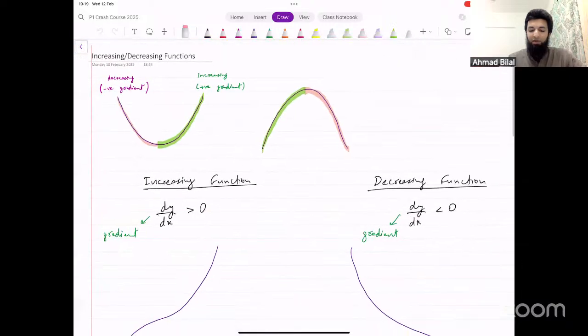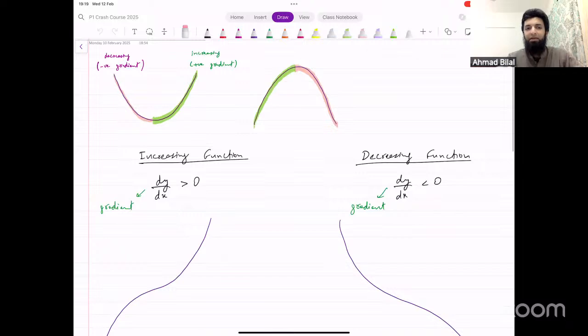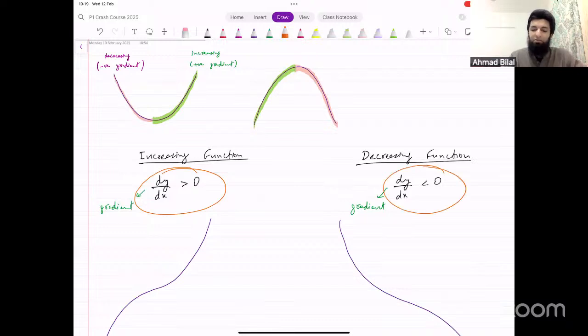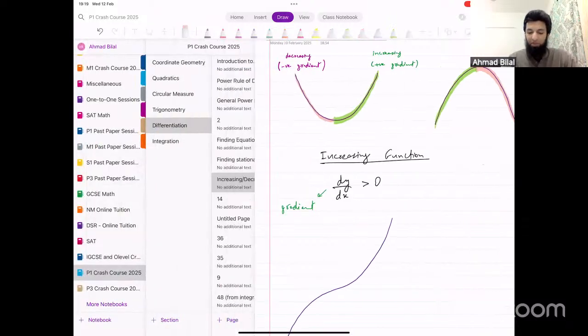And then finally, the concept of increasing and decreasing functions. Increasing function is one in which the derivative is greater than 0. Decreasing function is one in which the derivative is less than 0. So if the derivative is positive, it's an increasing function. If the derivative is negative, it's a decreasing function.